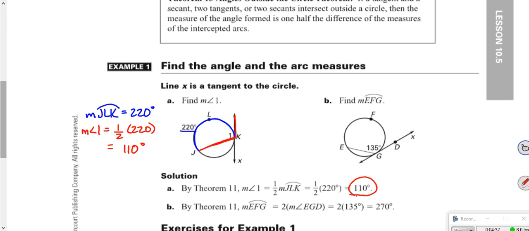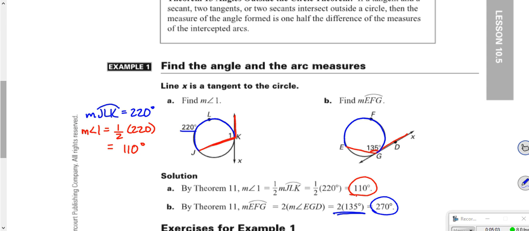Now, going the other direction. If they give us the angle measure, we should be able to find the arc measure. So here they're telling us that this angle measure, this right here, is 135. Now we are supposed to find the intercepted arc measure. So it's going to be twice that, or 270. That's what we're looking at.